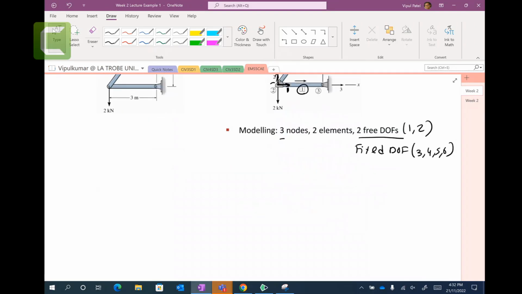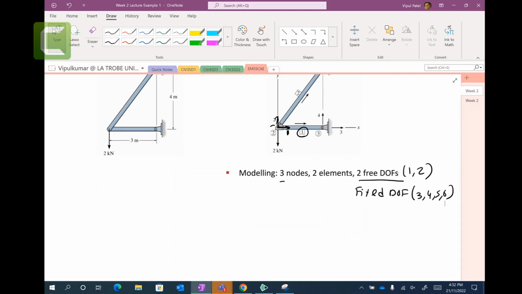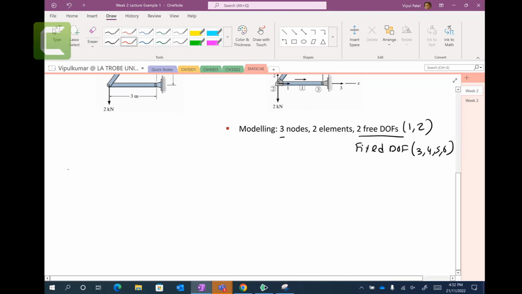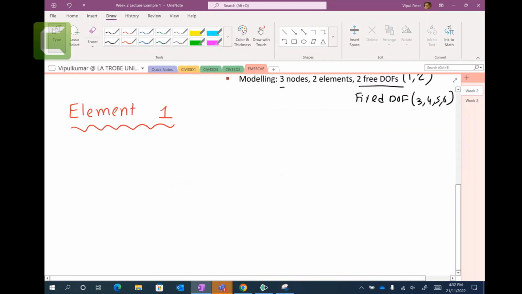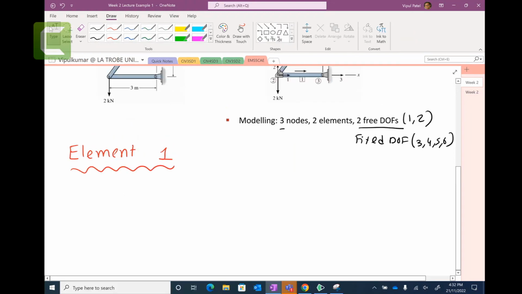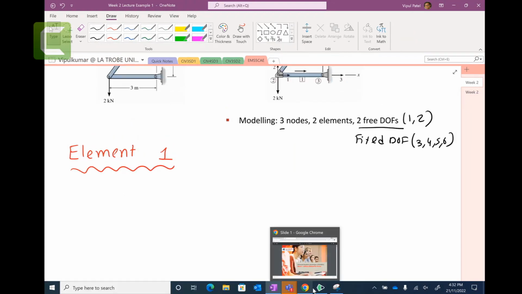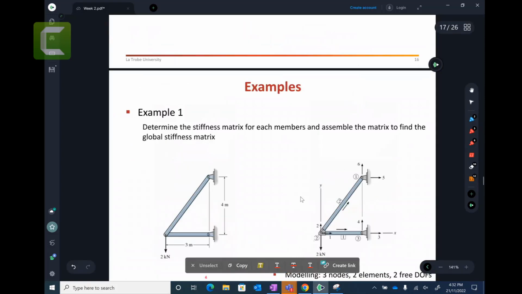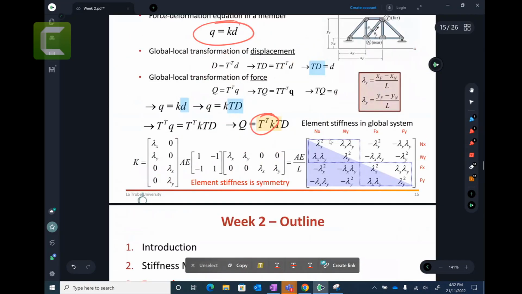Now, what do we need to do? Let's start with element number 1. You can start with element 2, but this makes our life easy. For element number 1, we go back to our lecture notes and get that magical equation. What is the magical equation I'm talking about? Come on, this one here.